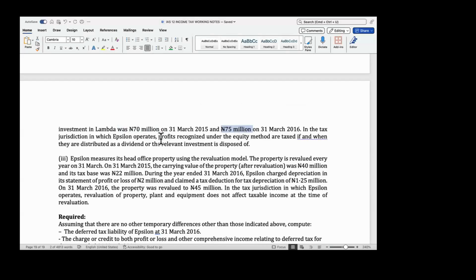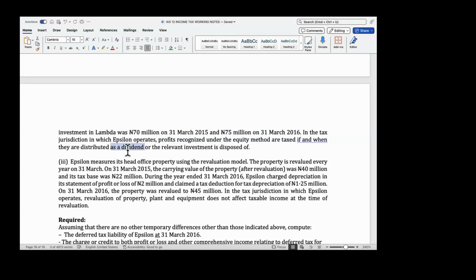And in this jurisdiction, such profits are not taxable. They are only taxable when that profit is distributed as dividend. In this case, they haven't been distributed, but they will eventually be distributed, and they didn't tell us that they will not be distributed. If the question had told us that they will not be distributed, that means it's a permanent difference. But in this case, since the question is silent, that means they will definitely distribute it as dividend eventually, so it will then be taxed at that point in time. So there's a temporary difference because it's still going to be taxable in the future.